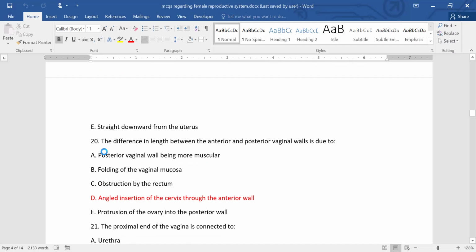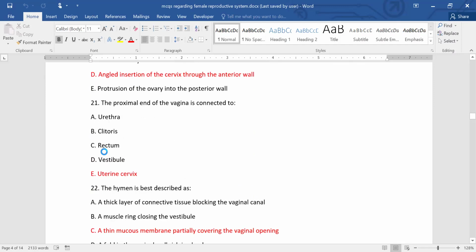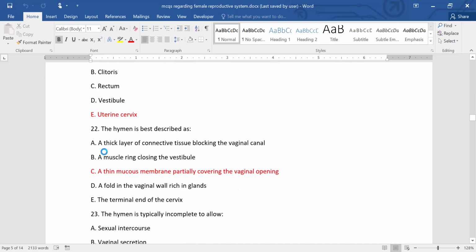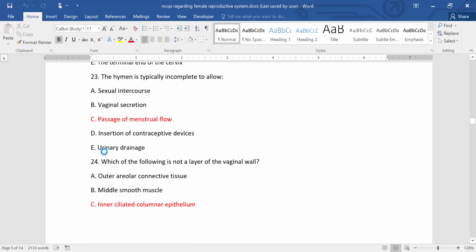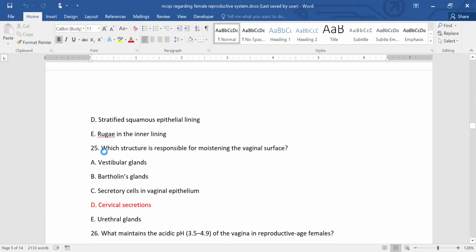The difference in length between the anterior and posterior vaginal wall is due to the angled insertion of the cervix through the anterior wall. The proximal end of the vagina is connected to the uterine cervix. Hymen is best described as a thin mucous membrane partially covering the vaginal opening. The hymen is typically incomplete to allow the passage of menstrual flow. Which of the following is not a layer of the vaginal wall? Inner ciliated columnar epithelium.